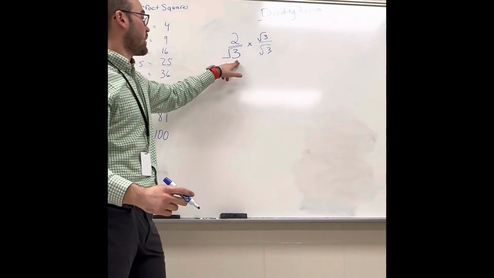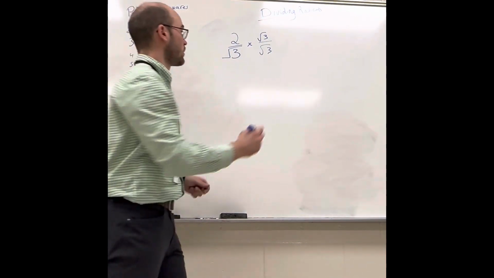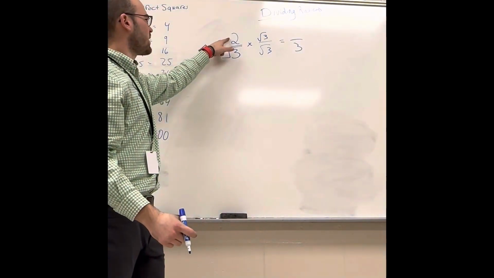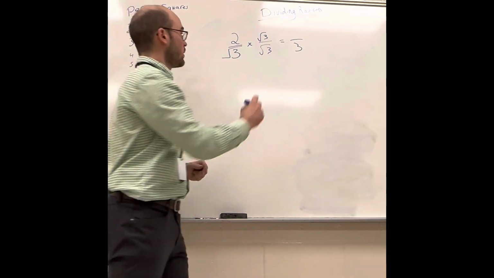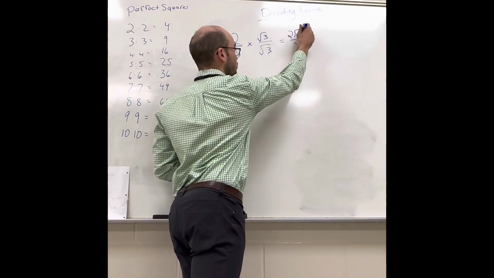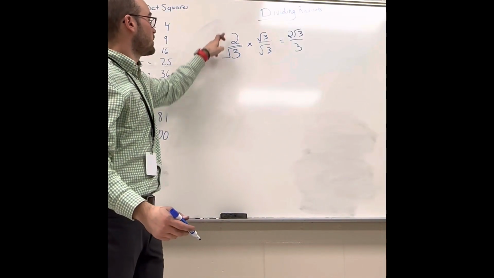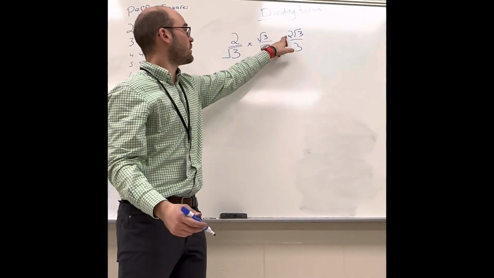So when I multiply root 3 times root 3, I'm going to get a 3 on the bottom. If I multiply 2 times root 3, I can just combine them and have 2 root 3. So my final answer to this is 2 root 3 over 3.